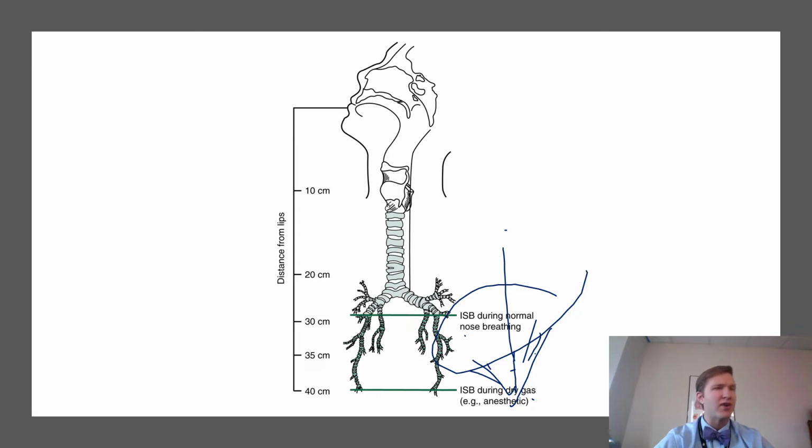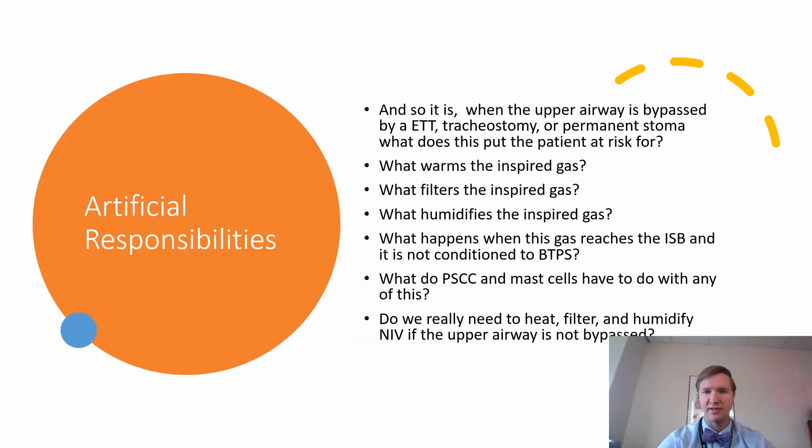Well, first, do no harm. We don't want to be the cause of this. We want to actually help their lungs function the most they can. And one of the things we can do is to make sure we're properly conditioning that gas to help avoid any potential complications. All right, what are our artificial responsibilities?